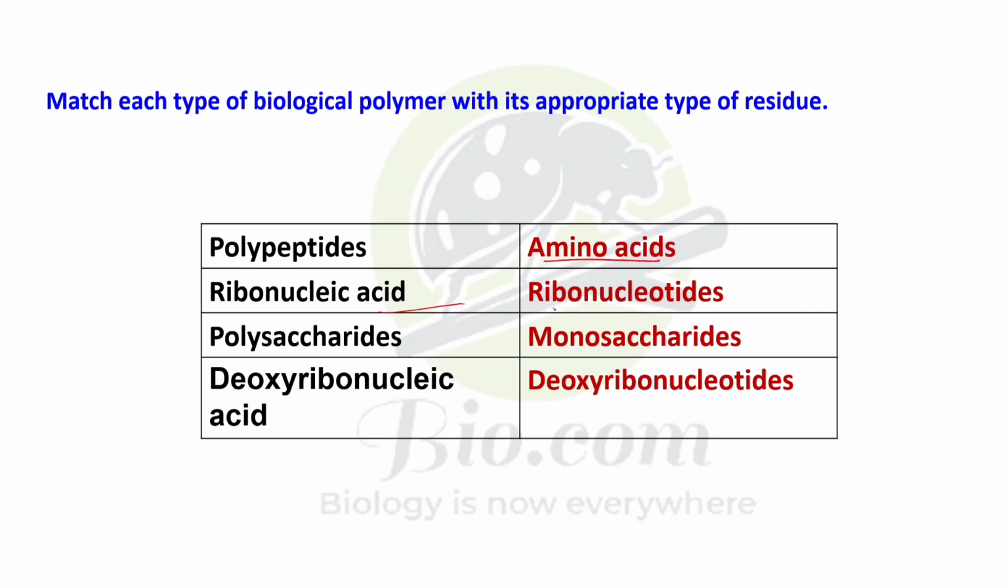Ribonucleic acid is made up of ribonucleotides. Polysaccharides are made up of monosaccharides, and deoxyribonucleic acid, that is the DNA, is made up of deoxyribonucleotides. So this type of question can be frequently asked in your DBT-JRF examination.